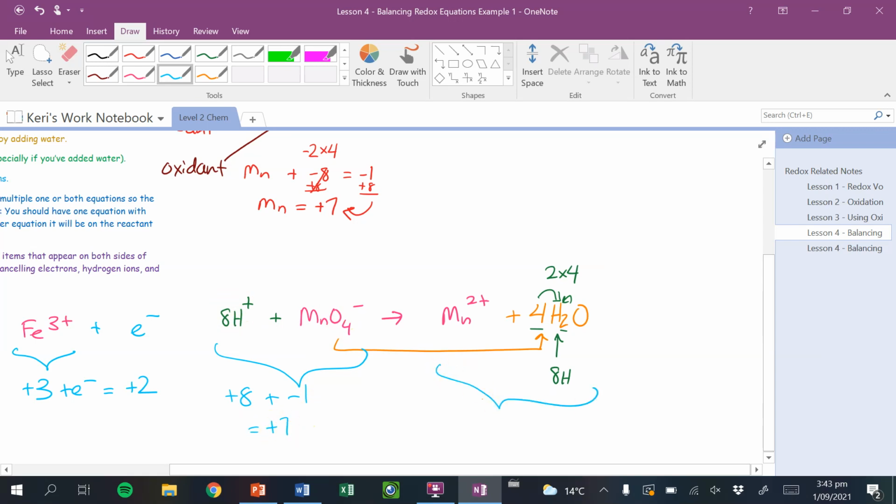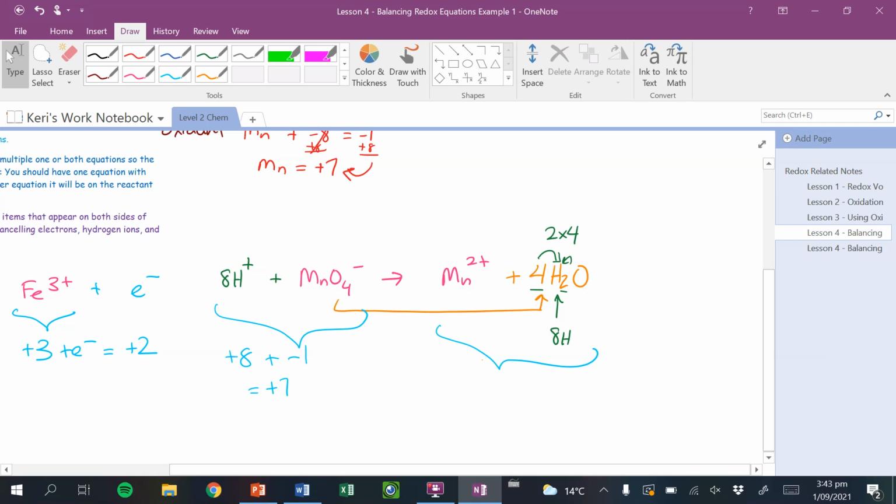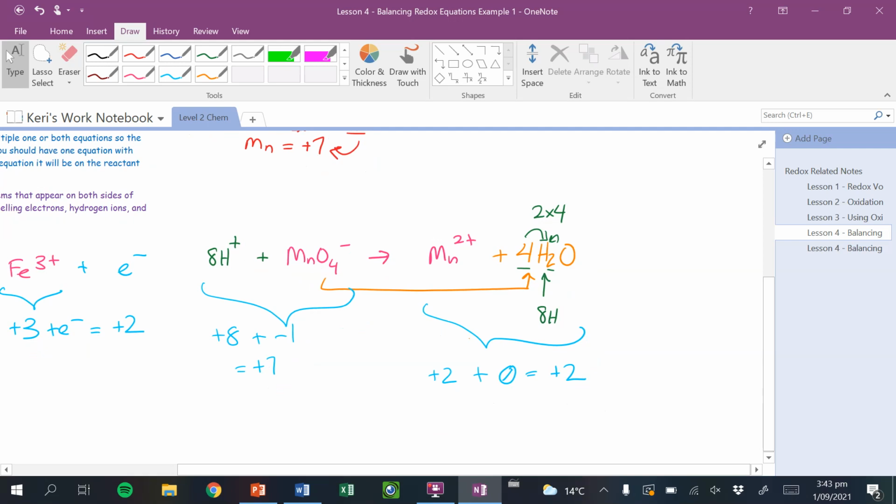Now let's look at this side over here because I want them to match. So I see that this is +2 from the manganese ion, and there's nothing that the water is contributing. Water is a neutral compound, so it doesn't have any charge to it. So my total on this side is +2. So those are the 2 numbers that I'm looking at, and we want the charges to match.